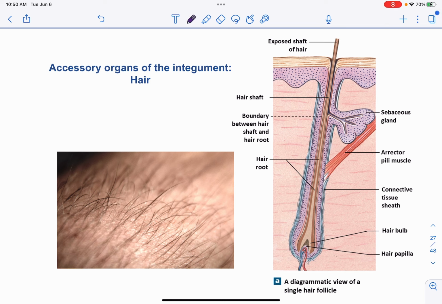So this image over here is showing you hair. Hair is found throughout the body. We have several different types of hair. We have extremely fine hair called vellus hair. I'm not going to quiz you on that or test you on that. I'm just telling you about it. This is kind of what is referred to as peach fuzz, which is on a baby or on an adult's face. Then we have traditional hair.